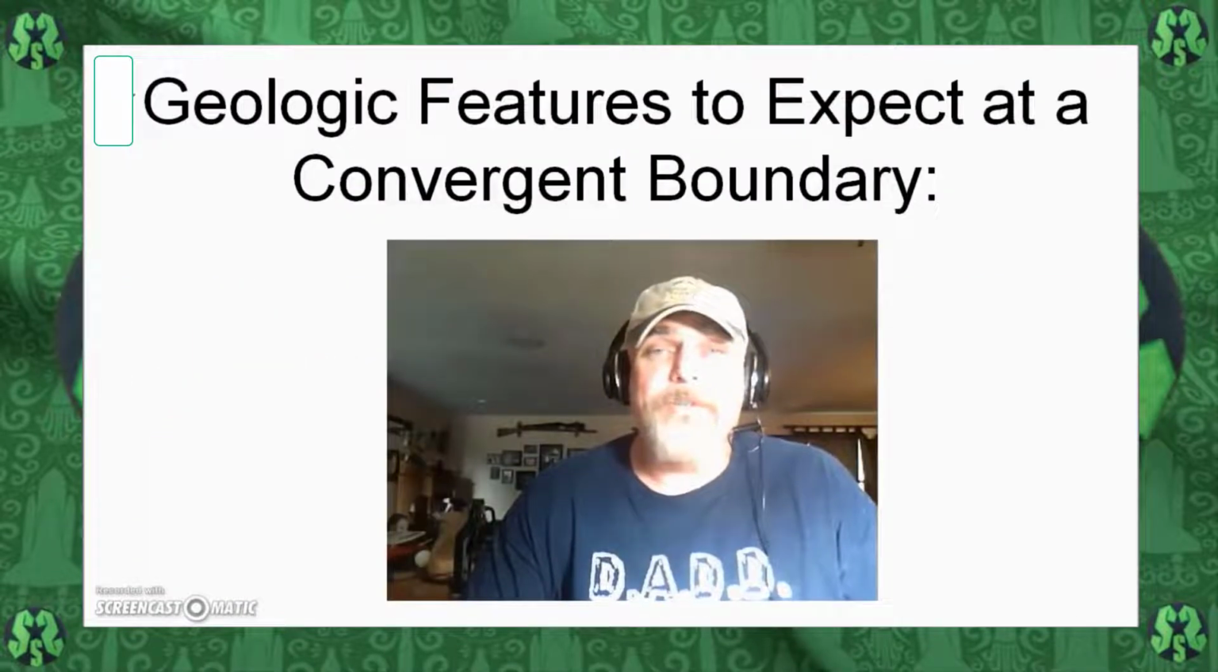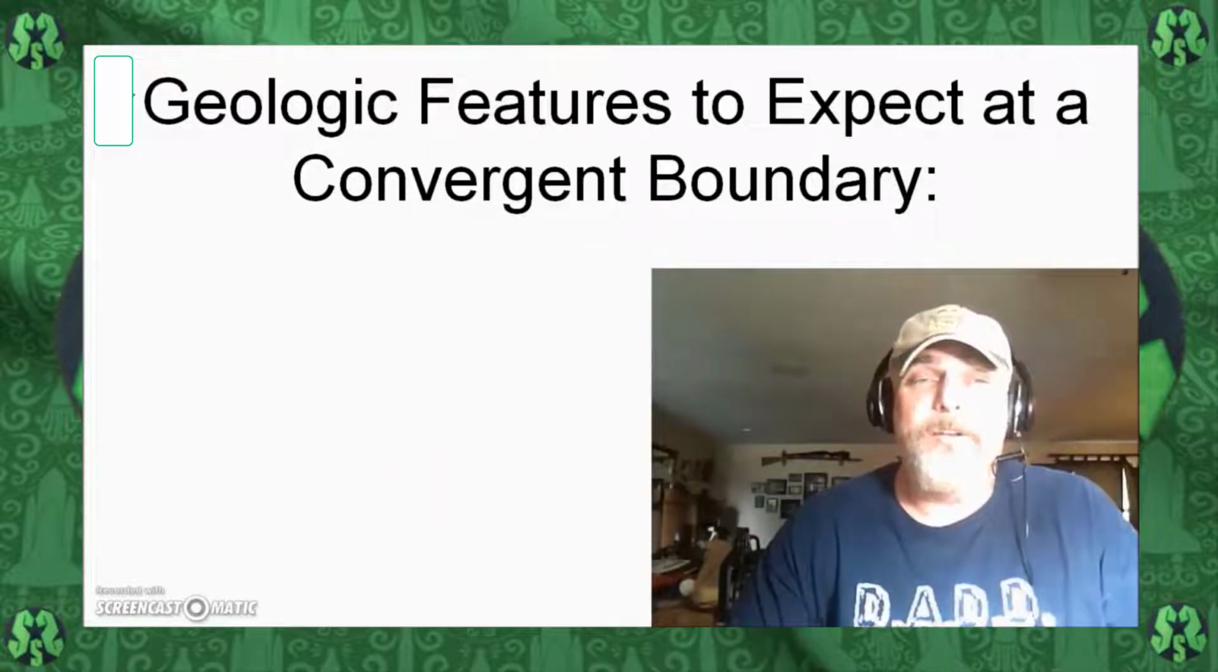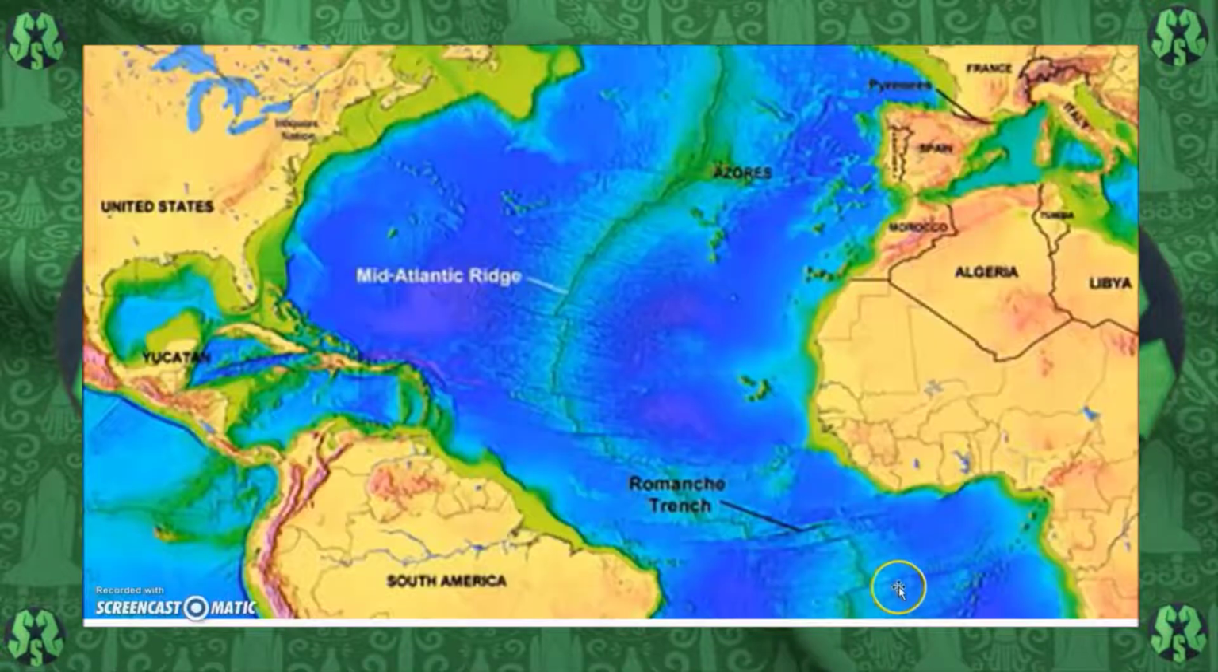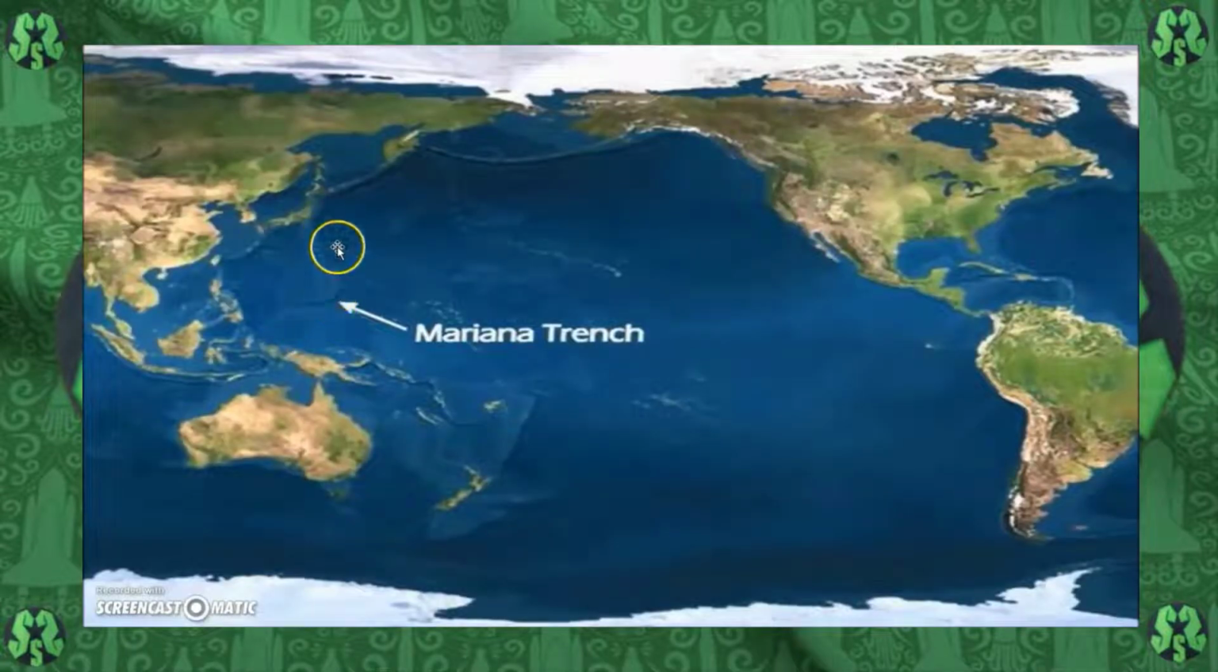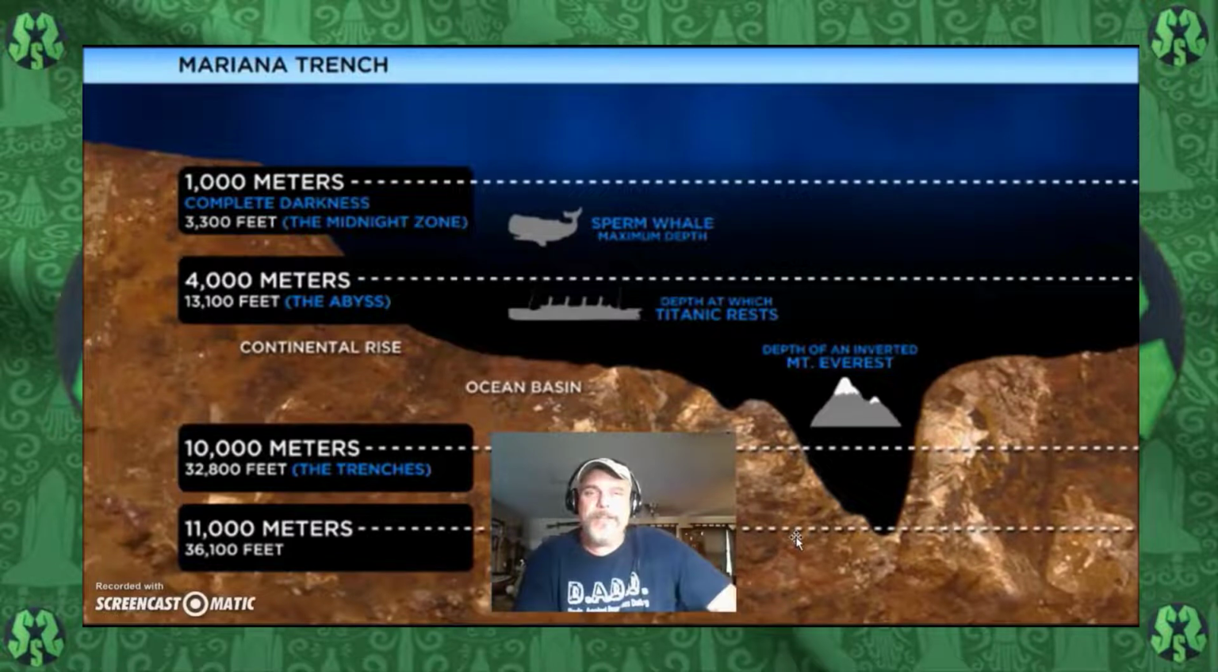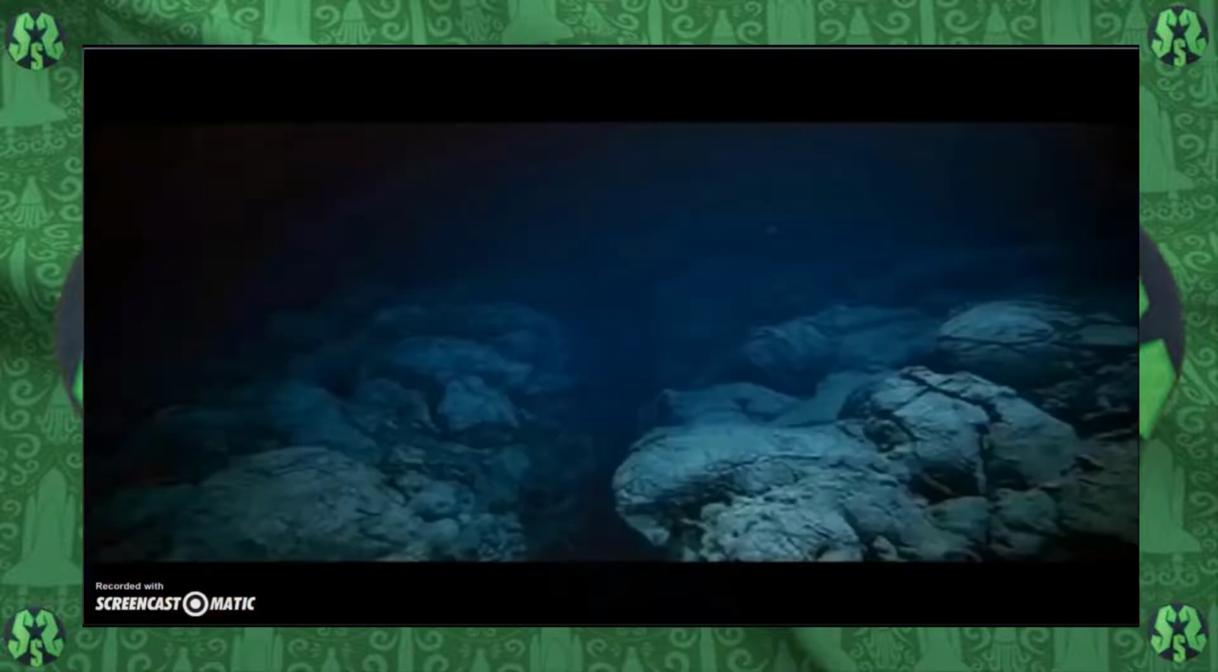Let's make a list of geologic features that we should expect at a convergent boundary. Feature number 1, ocean trenches. If we have at least one oceanic plate, we are going to get ocean trenches. In this area, you have convergence, and here you get a trench. The most famous trench of all is the Mariana Trench, and this is the deepest part of the ocean anywhere you can find, close to 7 miles deep. Here's a pretty amazing diagram, I think. This is a diagram showing the Mariana Trench and just how big it is, how deep it is.